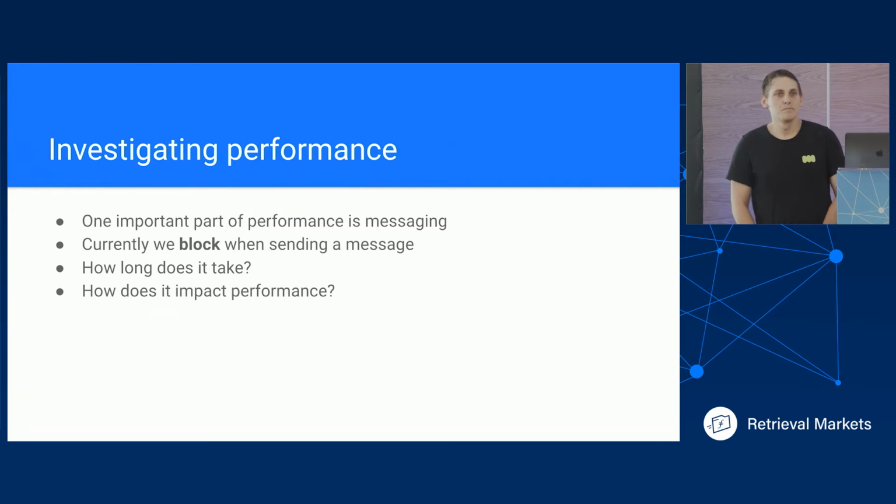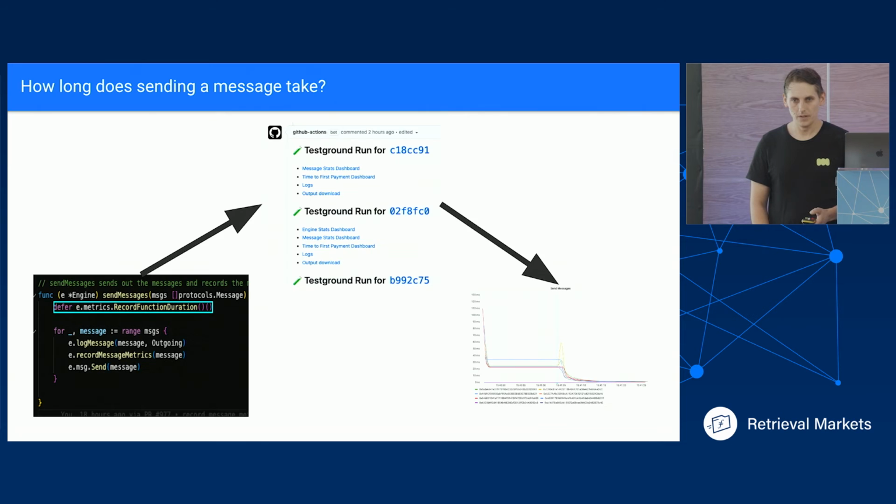So now I'm going to go through a little bit of a performance investigation with you guys. One important part of performance is obviously messaging. It's going to play a huge role in your system. And just with the way our code is written now, we actually block on sending a message. So I was kind of curious, how long does that take, and what's the impact on performance there?